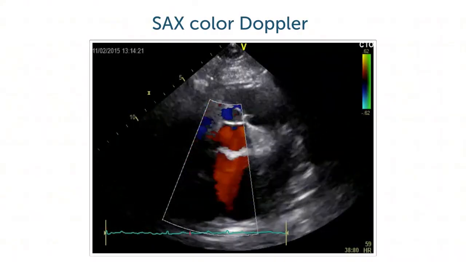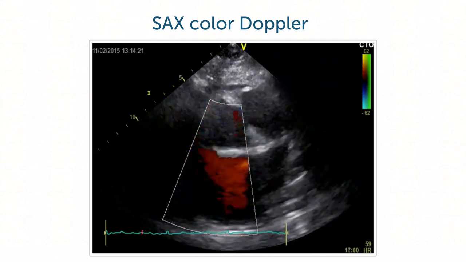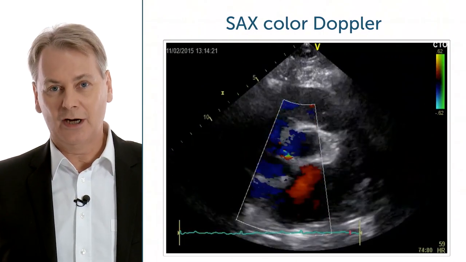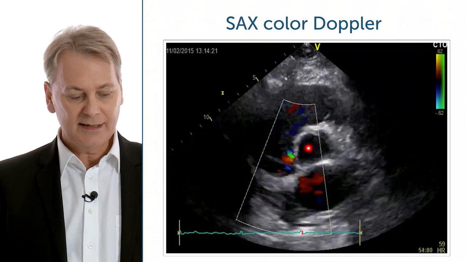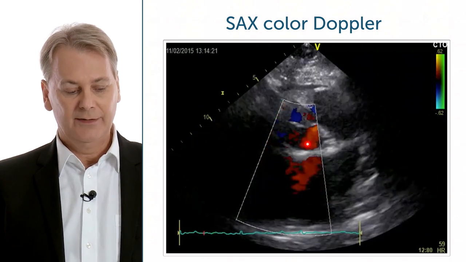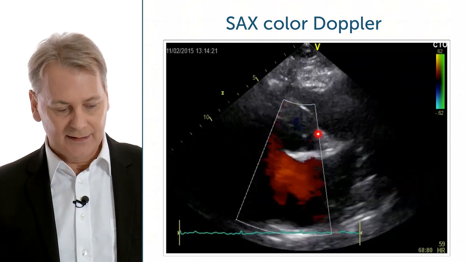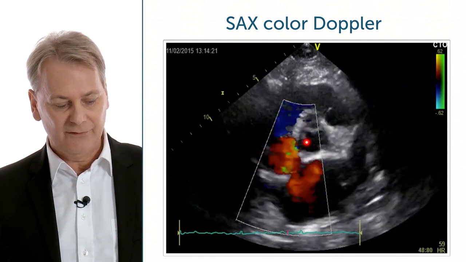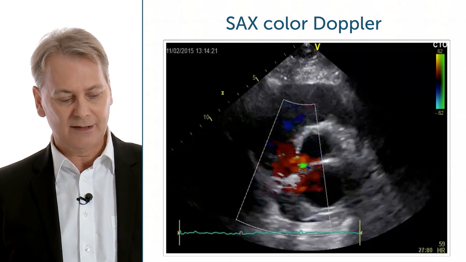Now we're at the short axis view at the level of the aorta, in other words, at the base of the heart. Again, we use color Doppler here. Why? Because we want to see, for example, if there's some degree of regurgitation at the aortic valve. This view is ideal to look at the origin of the jet. You see a very small little jet here right at the center of the aortic valve.